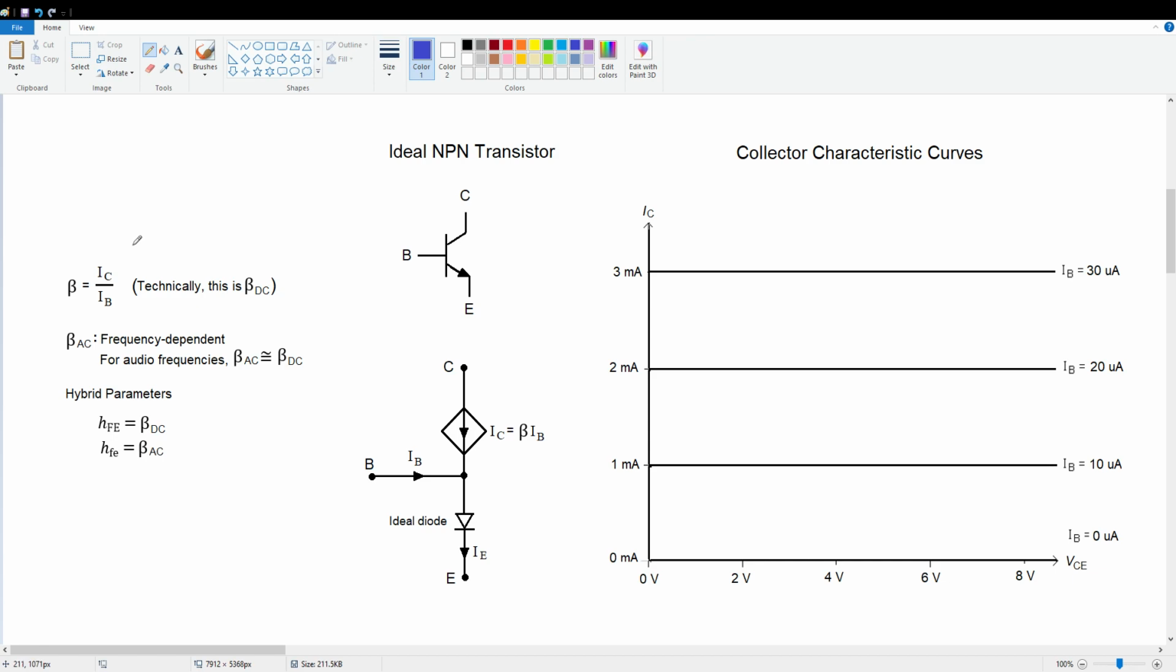But before we go to the next slide, remember we've defined beta as collector current over base current. Now technically this is beta DC. It's defined only for DC currents and voltages in the circuit. We could also have an AC beta, which is a frequency dependent beta, but for audio frequencies the difference between beta DC and beta AC is negligible, and we're just going to assume they're the same thing and just call it plain old beta.